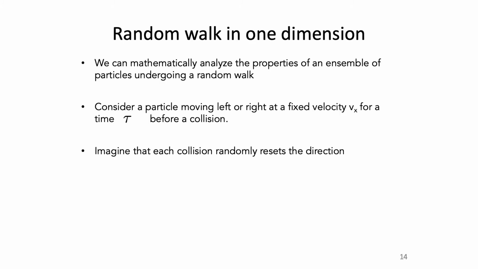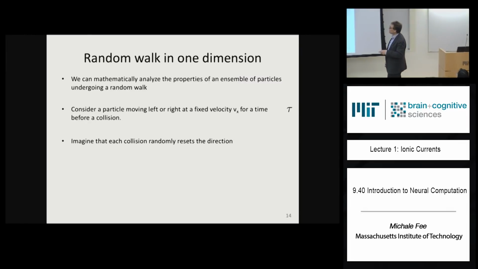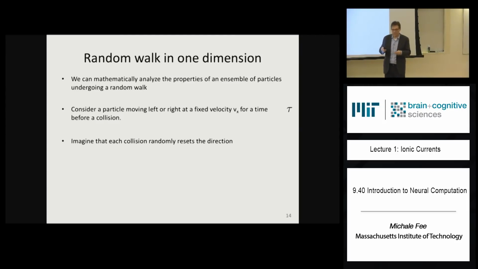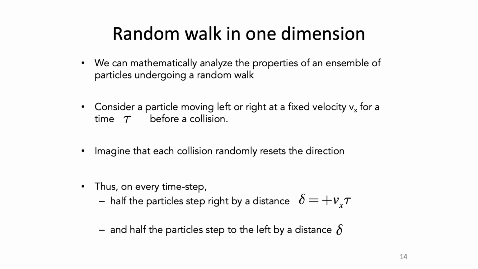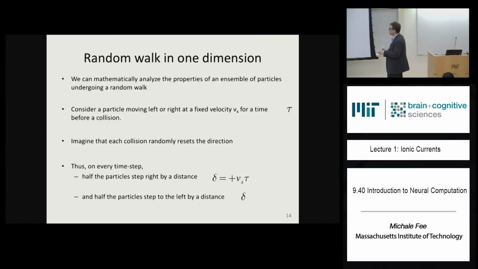We're going to consider a particle that is moving to the right at a fixed velocity, Vx, for some time tau before a collision. And we're going to imagine that each time the particle collides, it resets its velocity randomly, either to the left or to the right. So on every time step, half the particles will step right by a distance delta, which is the velocity times the time tau. And the other half will step left by that same distance. So they're going either to the left or the right by a distance delta.